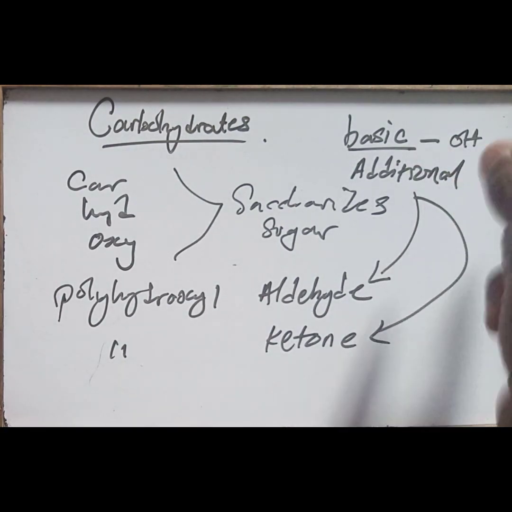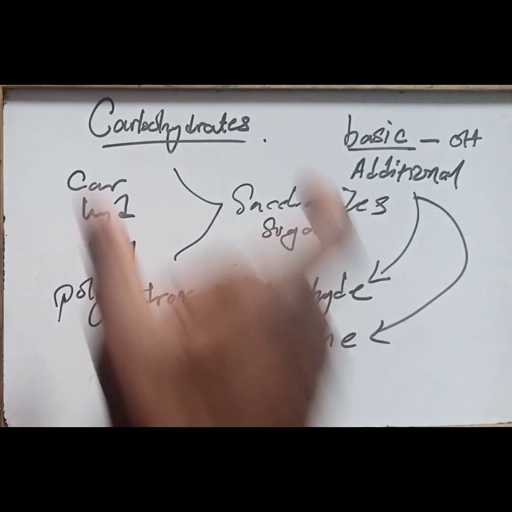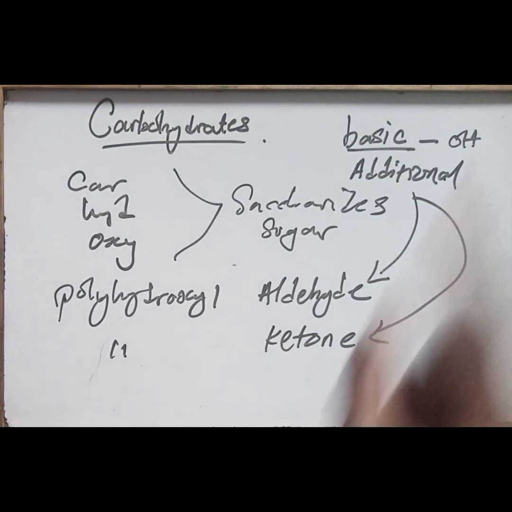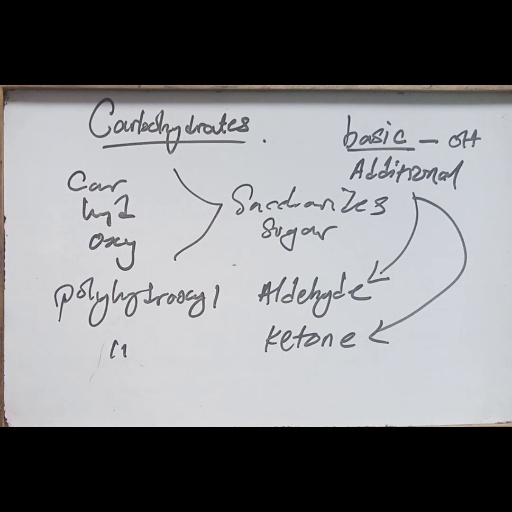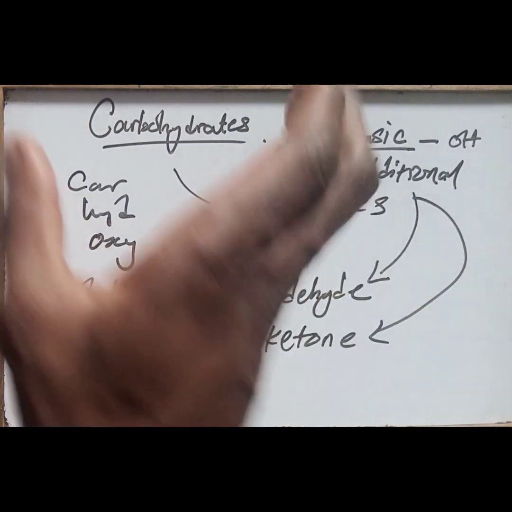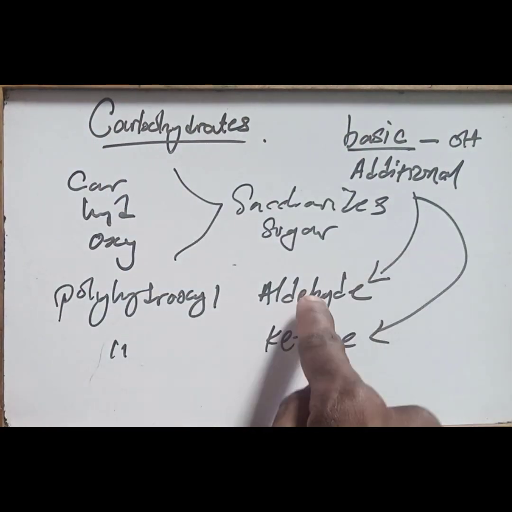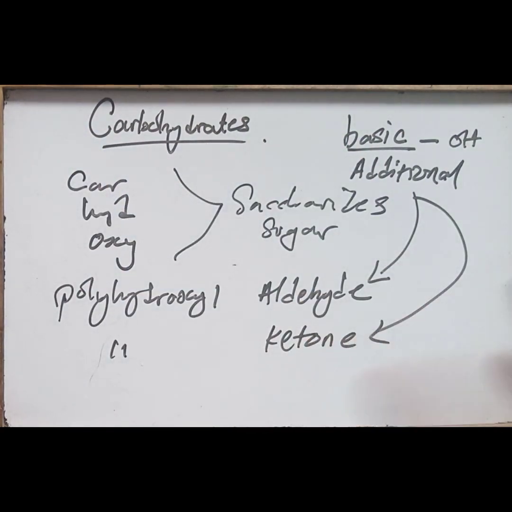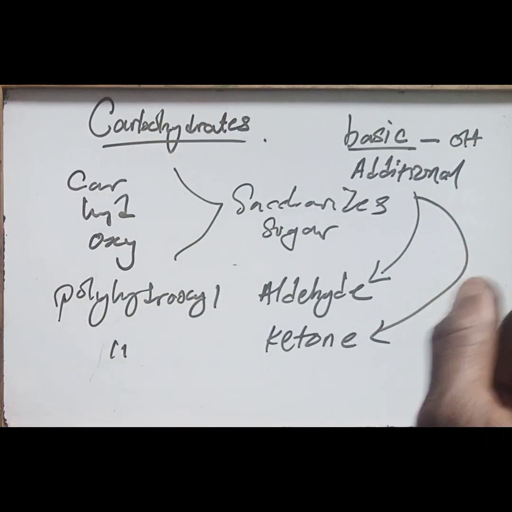The hydroxyl is known to be the basic functional group because in every carbohydrate compound that you're going to find, you will always find the hydroxyl group. And the aldehyde and ketone are said to be additional functional groups because in addition to the hydroxyl group, you will find the aldehyde functional group or a ketone functional group. Not in all structures for carbohydrates are you going to find the aldehyde and ketone, but in all structures for carbohydrate you will find the hydroxyl group.